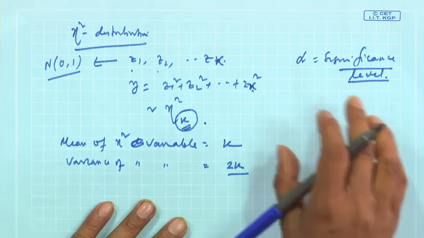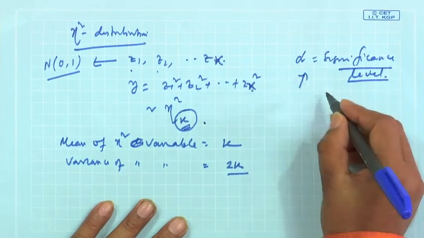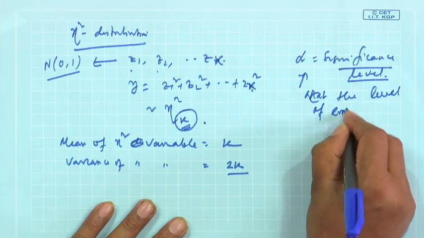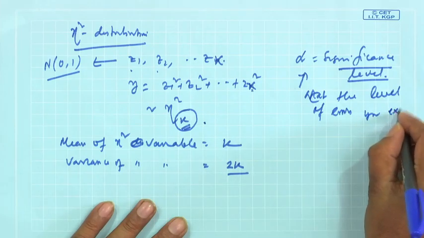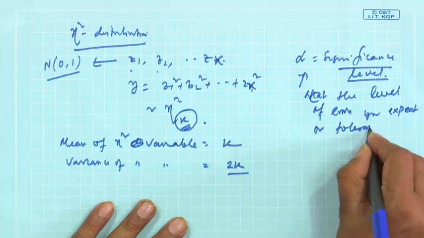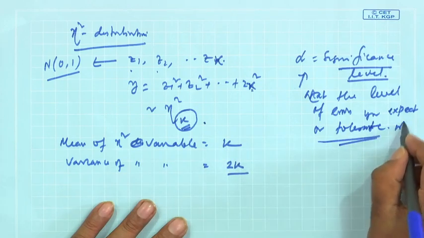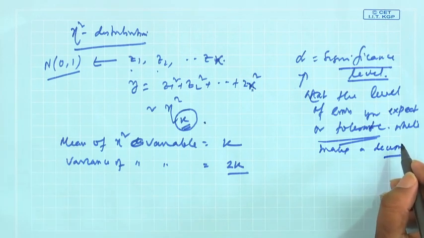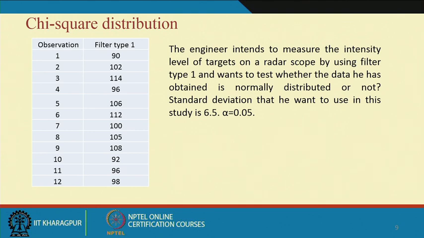For the time being, you can think that significance level basically talks about the level of errors you expect, or tolerate, while making a decision. What is the decision here? We are saying whether this data comes from a normal population or not. Based on this chi square analysis, you will accept, yes, it is coming from this, but there will be error. This is alpha. So, 5% error is accepted here.